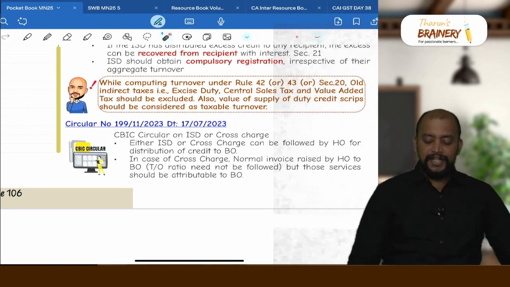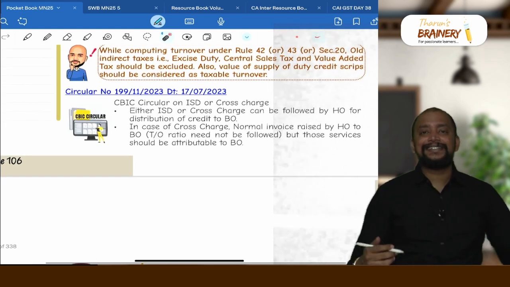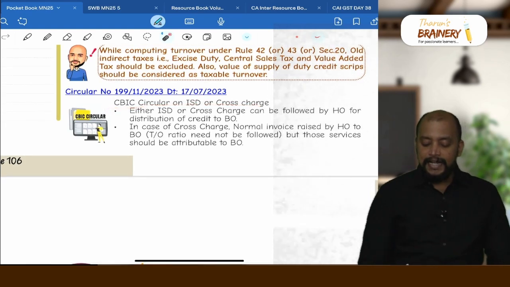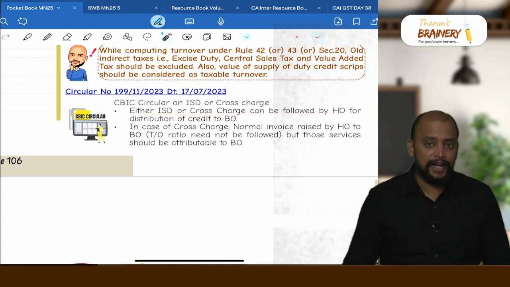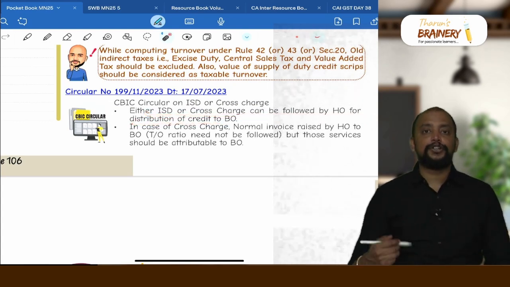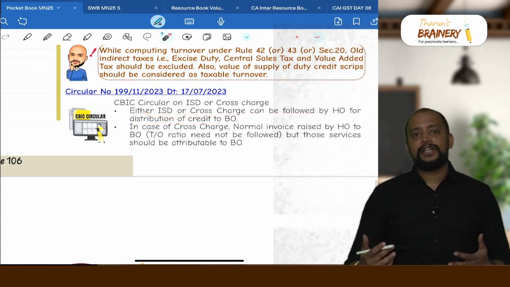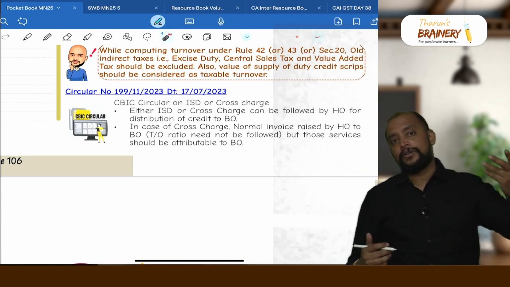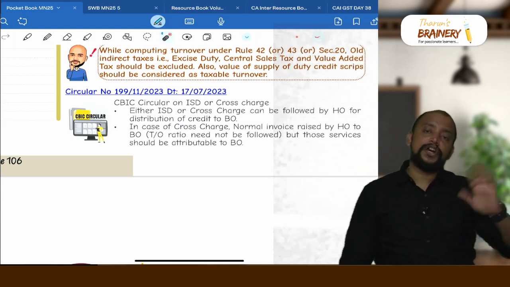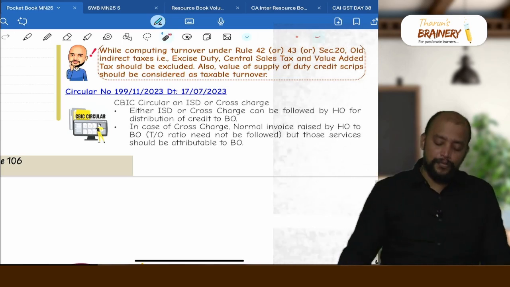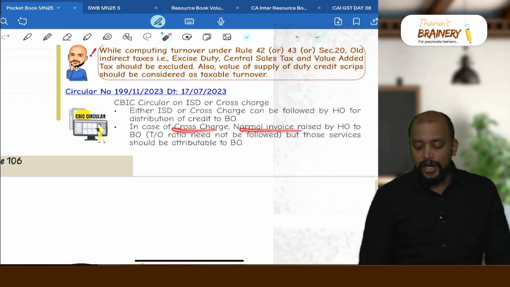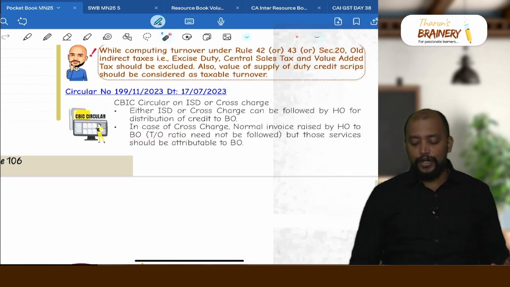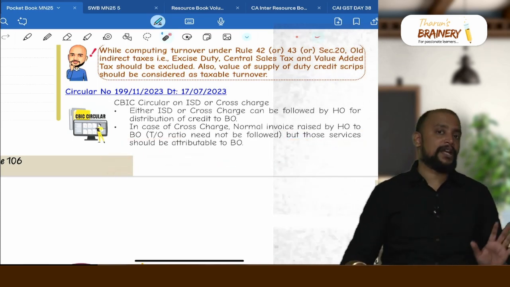Then whether we need to follow ISD or cross charge. For ISD there is an alternative, that is cross charge. Either ISD or cross charge can be followed by the head office for distribution of credit to the branch office. Which credit? Whatever credit they have procured from a third person, they can follow either the ISD model or cross charge. Cross charge means they themselves will raise an invoice. In case of cross charge, a normal invoice is raised by the head office to the branch office, the turnover ratio need not be followed, but these services should be attributable to the branch office.